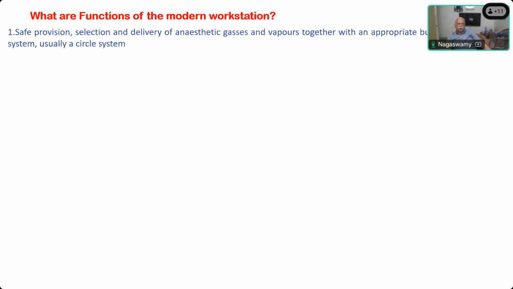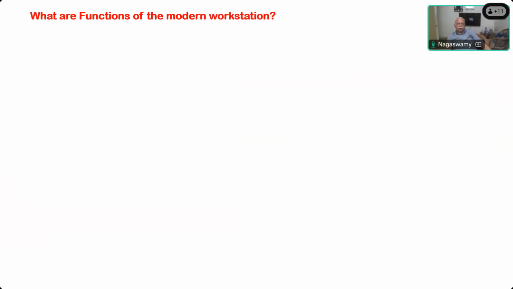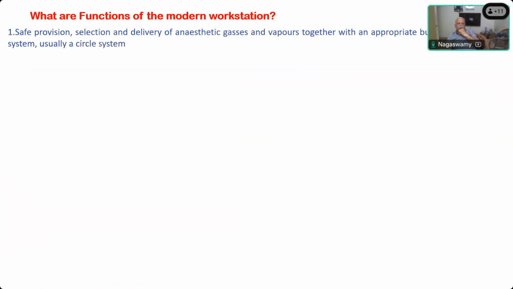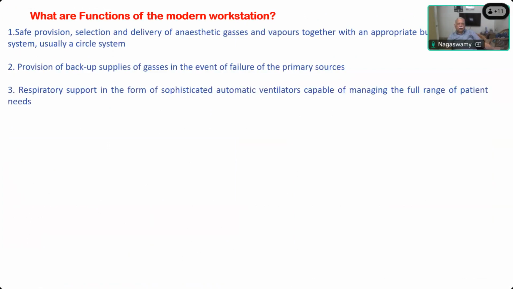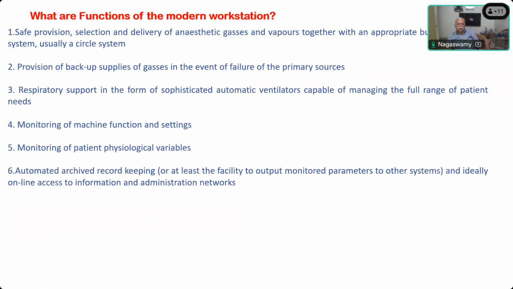What are the functions of a modern anesthesia workstation? What functions do they carry out? Safe provision, selection, and delivery of anesthetic gases into the breathing circuit. Backup supply of gases in the event of failure of the pipeline. Respiratory support in the form of ventilators. Monitoring machines are also coming along with the newer workstations. Monitoring of patient physiological variables, automated archived record keeping.